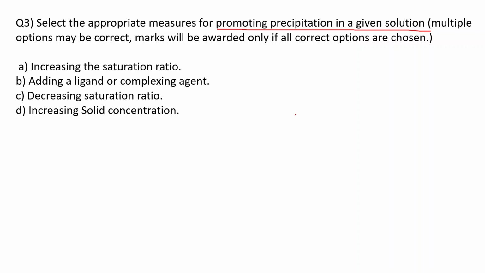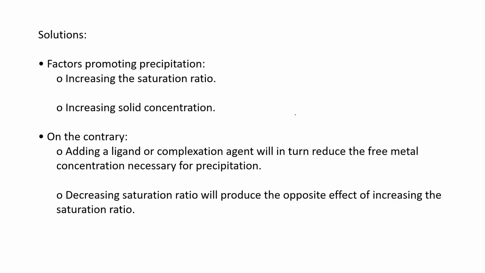We'll see the solutions now. So the solution is we can increase either the saturation ratio or we can increase the solid concentration. For increasing the solid concentration, a very simple example: if you mix NaCl in water, if you keep on adding NaCl, there will be a time that it won't dissolve. So by increasing the solid concentration, we can promote precipitation, right? And the second is by increasing the saturation ratio. So this is a solution. So factors promoting precipitation are saturation ratio and solid concentration.